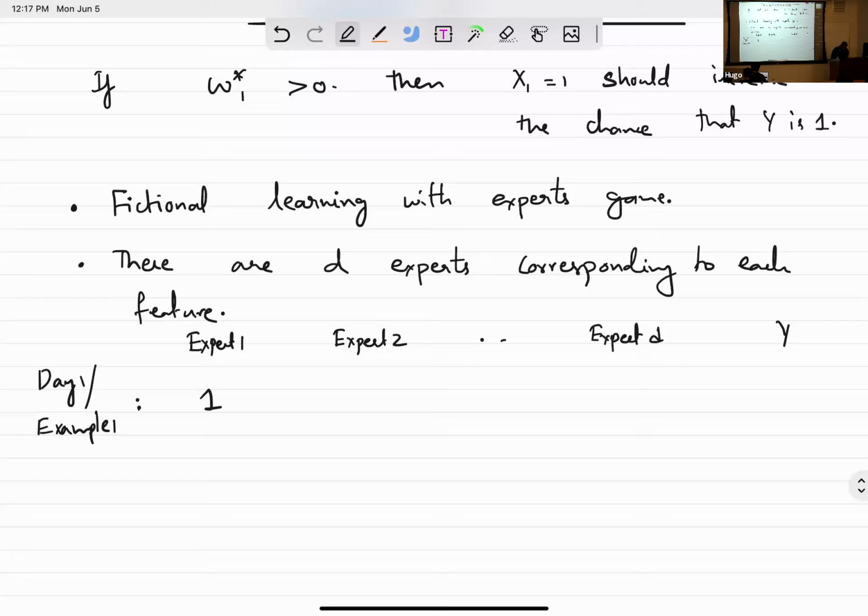Okay. So this is X11, and then maybe the second coordinate was -1. Maybe the third coordinate was 1 again. Yes, I'm just writing down the vector in this row format.